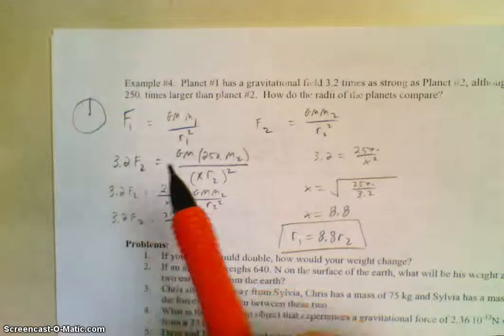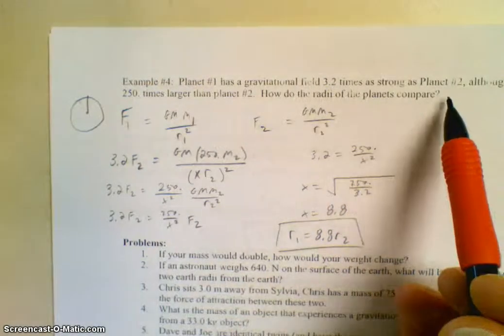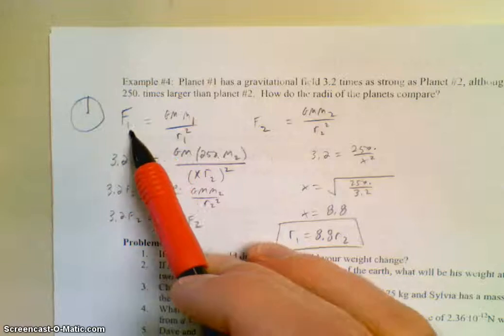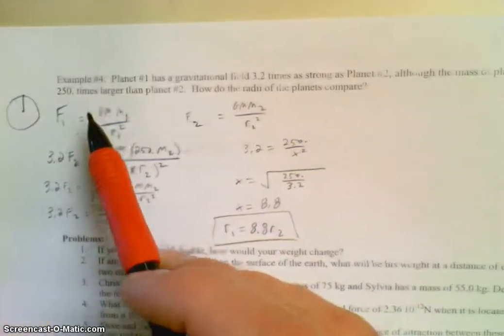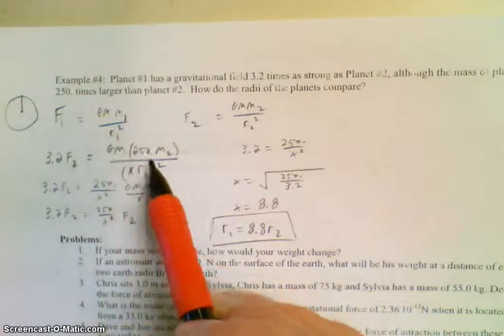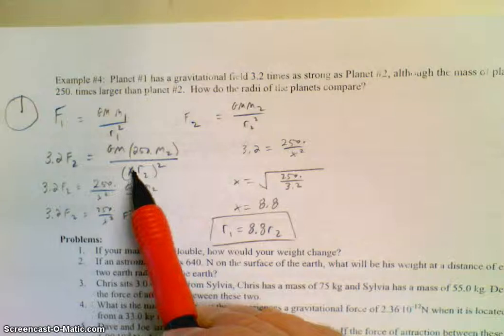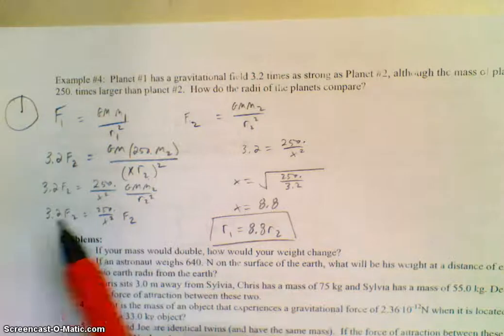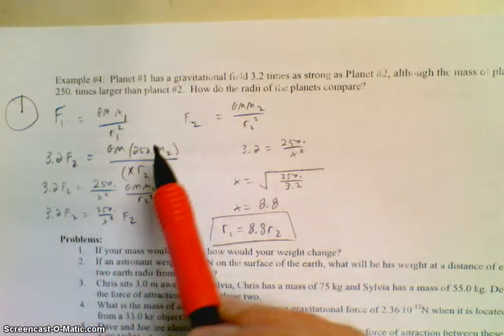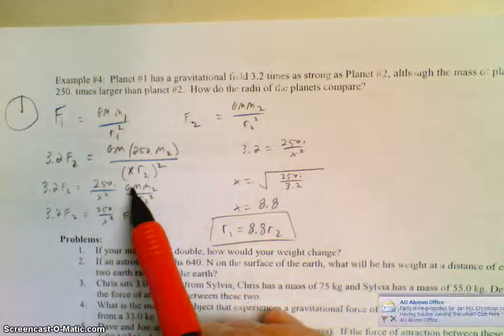And now we can start substituting. It tells us that planet 1 has a gravitational field 3.2 times that of planet 2. So the force on 1 is 3.2 times that of planet 2. We also know that planet 1's mass is 250 times the mass of planet 2. And we want to know, how does planet 1's radius compare to the radius of planet 2? So xr squared is going to be our denominator down here. I'm going to pull these values out in front, so I have a 250 in the numerator and an x squared in the denominator.